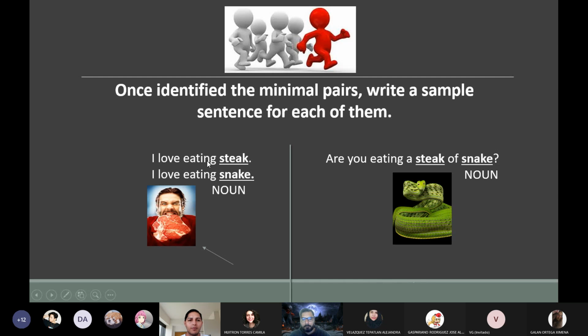This is another example. I love eating steak. I love eating snake. It doesn't make much sense, but well, it was a silly example. And you have the syntagmatic drill. Are you eating a steak or a snake? Well, I don't think people really eat snakes, but anyways.